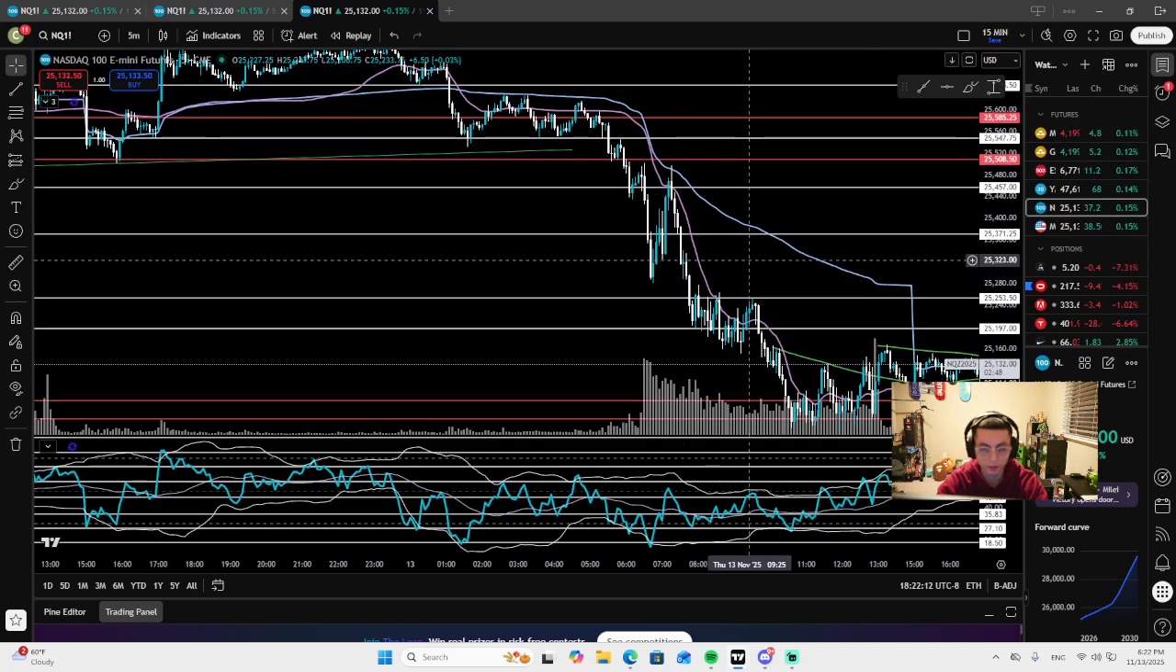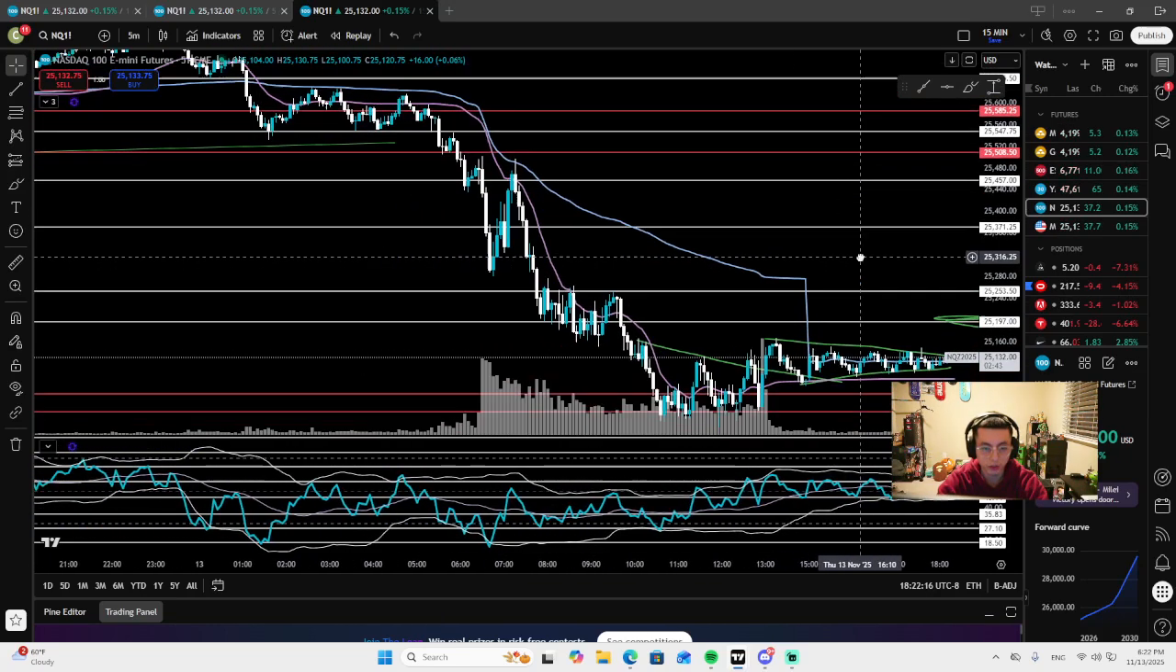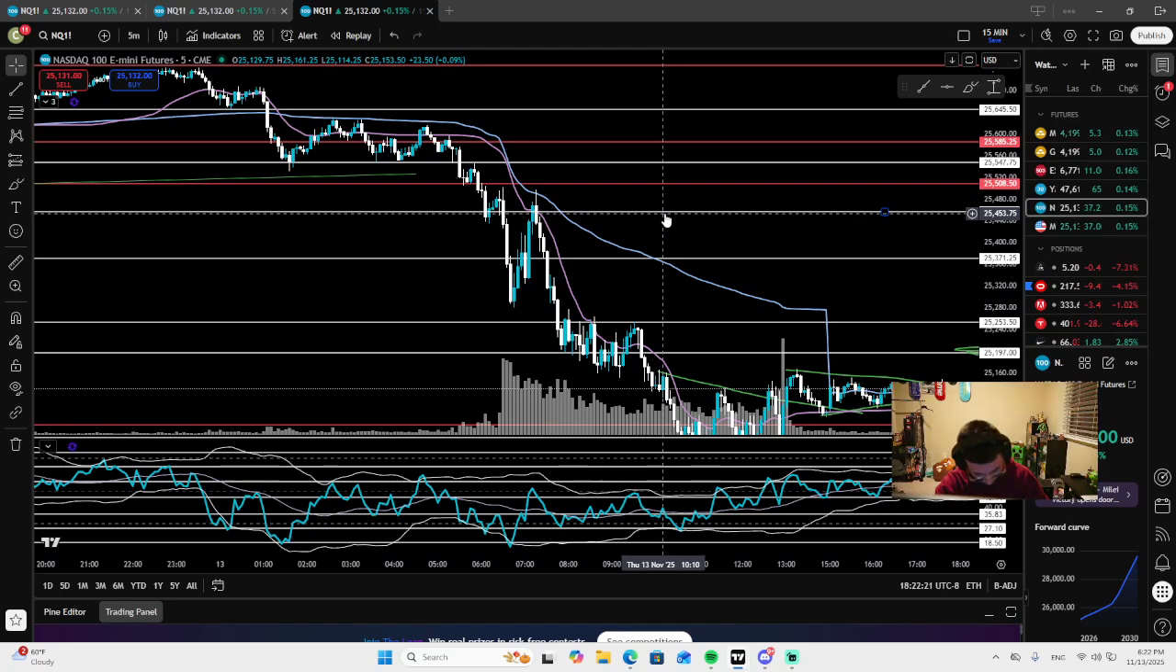If you're under VWAP, technically bearish. If you're above VWAP, technically bullish. We're never going to base a trade just on that, but that's the overall picture of how VWAP is used.